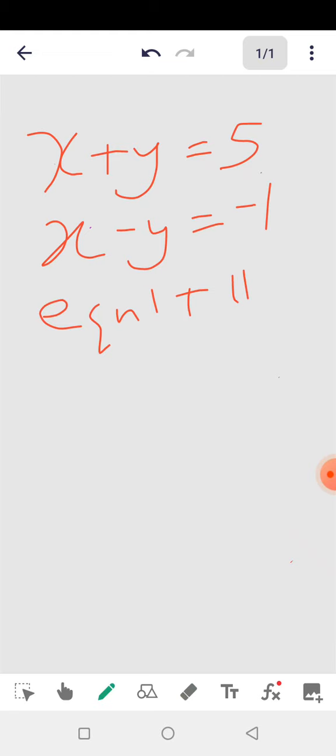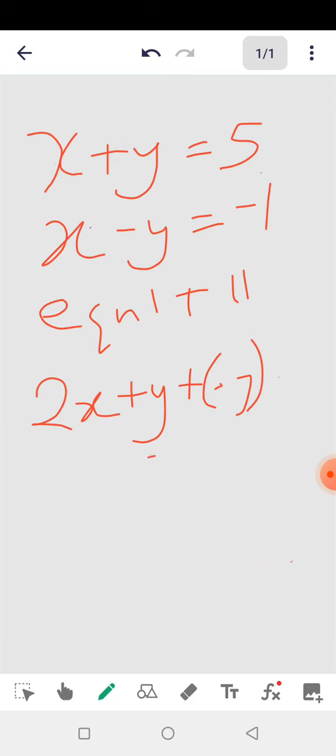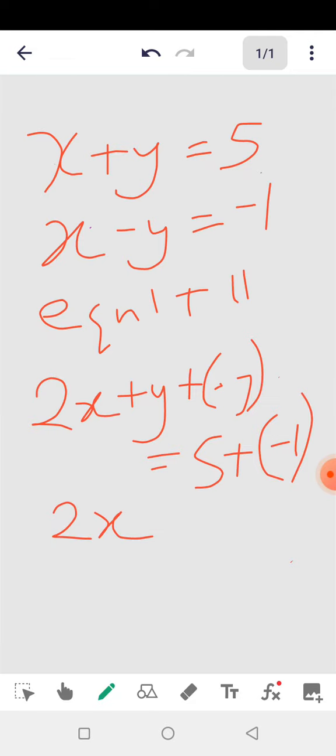Now x in the first equation plus x in the second equation will give us 2x. Alright, if I add y in the first equation to the minus y in the second equation, that will give us 0. Then everything will be equal to 5 plus minus 1 in the second equation, and that will give us 4. So at the end of the day, we'll be getting 2x is equal to 4. When we divide both sides by 2, we'll get x is equal to 2.